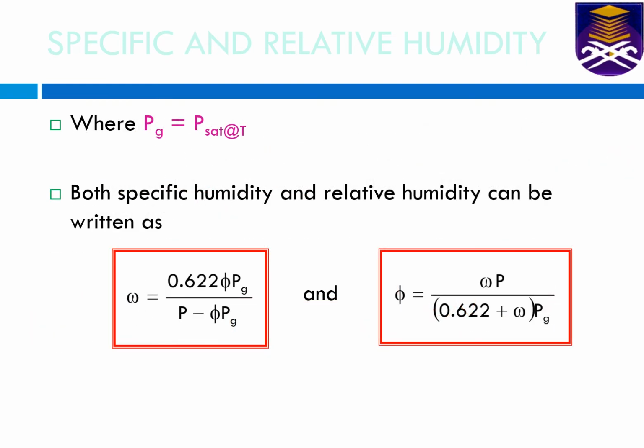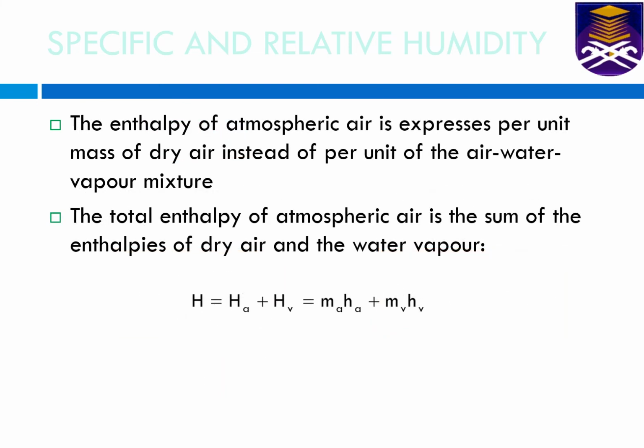Alright, so this is the equation where PG is equal to P saturated at that temperature. If we combine the equation for the relative humidity and the specific humidity, this is the equation we get. You don't have to remember this equation, just understand how it can be derived.